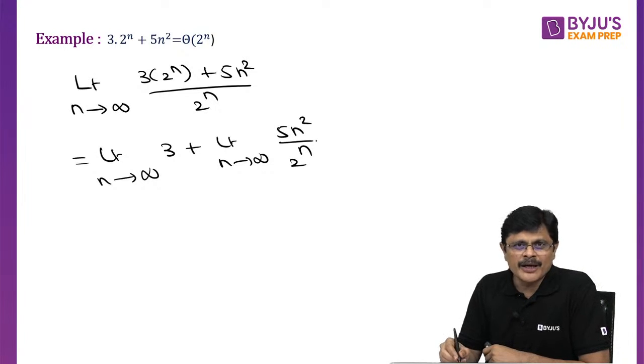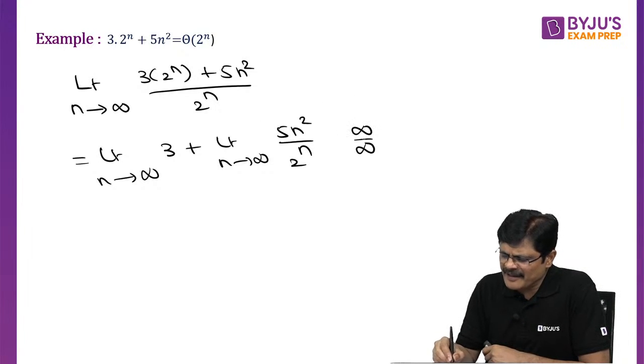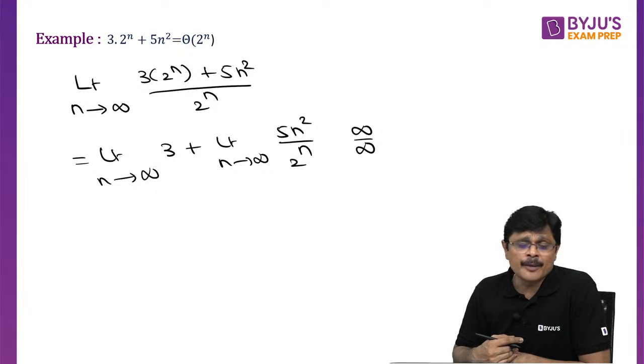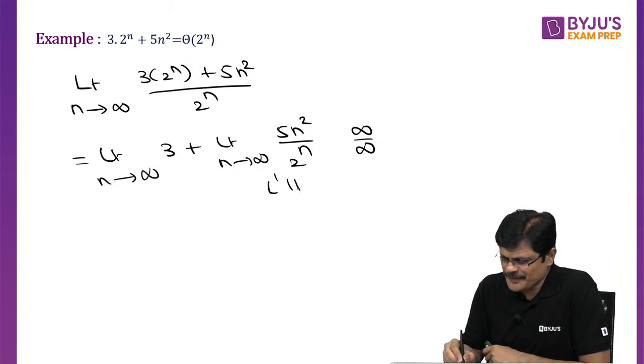Now this is a limiting formula. We get infinity by infinity, which is an indeterminate form. So we use L'Hopital's rule.